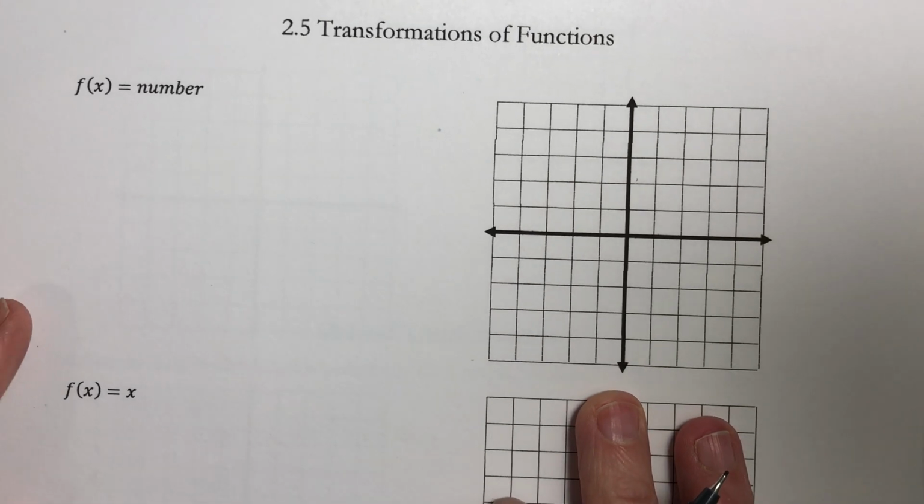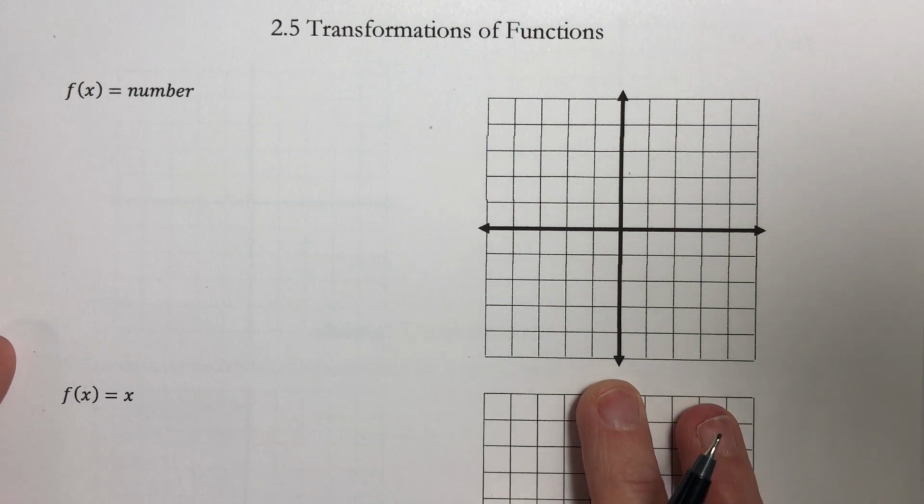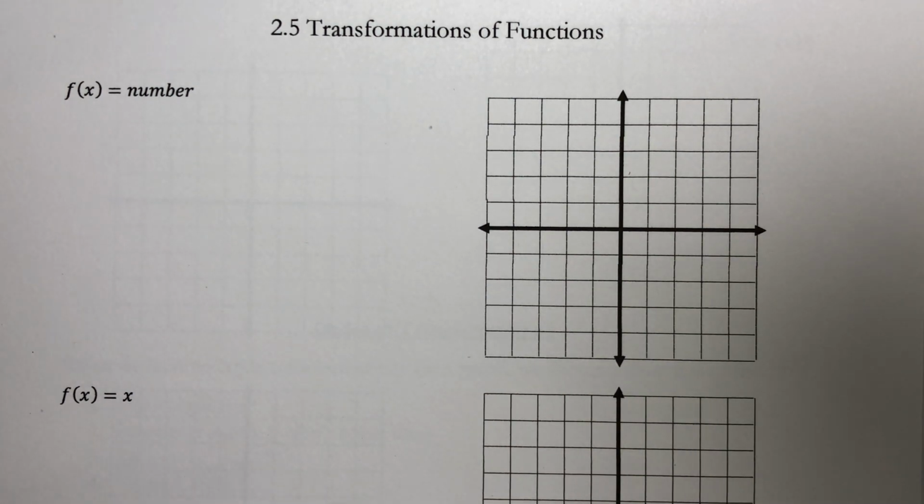This is section 2.5, transformations of functions. The first thing we're going to do is learn to identify several basic graphs. So we're going to talk about a basic constant function, a basic identity function, a basic absolute value function, and so on. And then once we have these, which I call your library of graphs, we're going to start to talk about how we can tell where these graphs get moved based on various variations in their formulas.